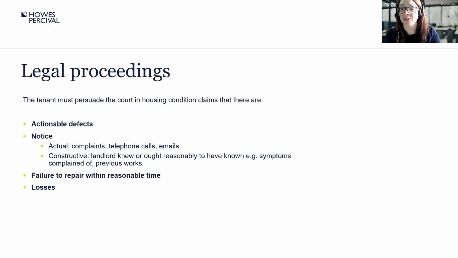Firstly, they have to show that there's an actionable defect. So we go back to those Section 11 tests, the unfitness and the prescribed hazards defects that we discussed earlier.